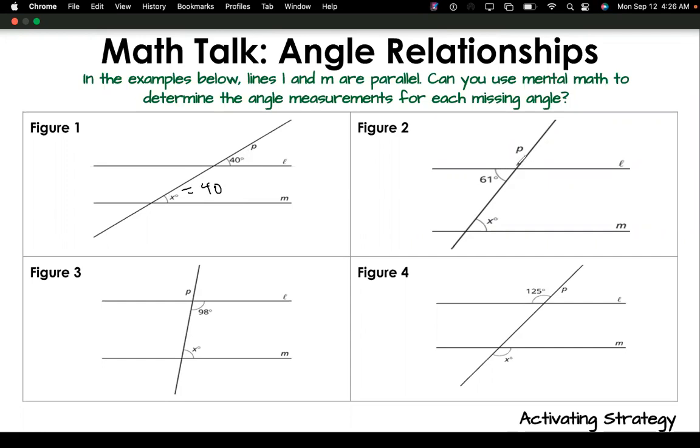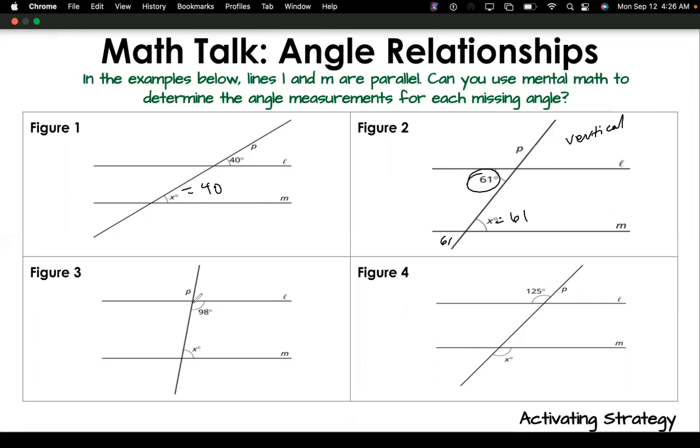On figure 2, this is in the bottom left-hand corner. If I pick this up and translate it down here to this spot, because that's essentially what we're doing, taking this entire thing and just moving it down, it's in the bottom left-hand corner. So these are opposite of each other, which means that they're vertical angles, which means that this is also 61 degrees. Notice how I'm using the vocab to determine what the angle measurement is.